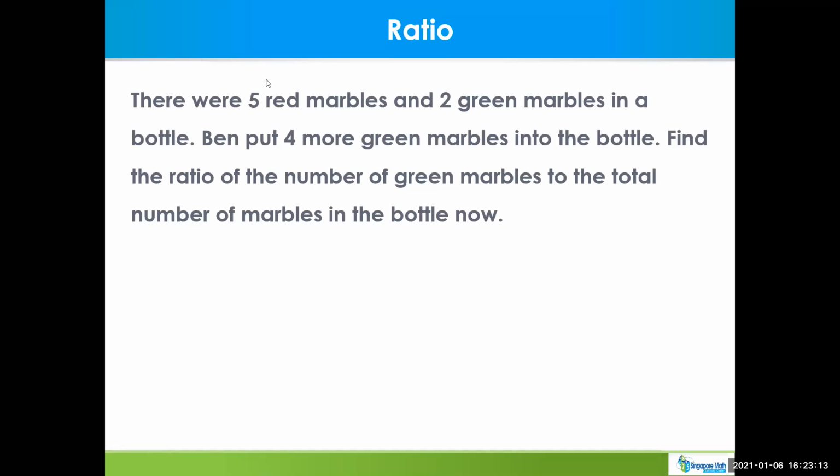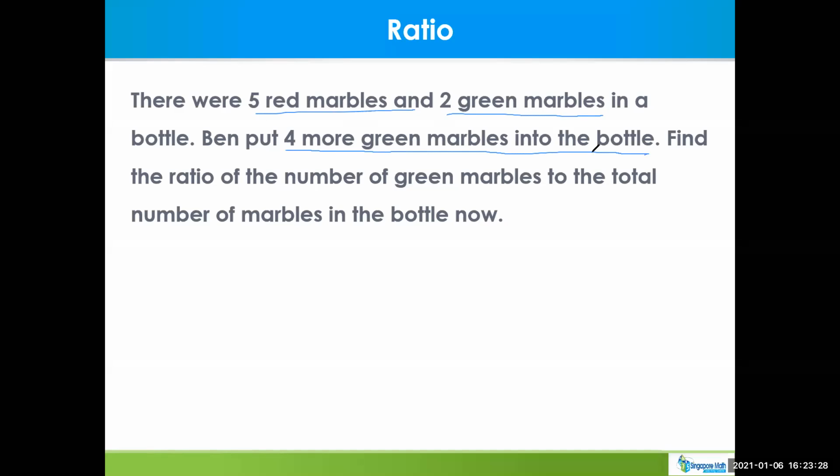There's a sentence there to trick you a bit, because they say here that Ben puts 4 more green marbles into the bottle. So at first there were 5 red marbles and 2 green marbles, but then he added 4 more. So then you have 6 green marbles. Then they ask you to find the ratio of the number of green marbles to the total, right? So what's the total? 6 plus 5, and that would be 11. So the green marbles to the total number of marbles would be 6 is to 11.